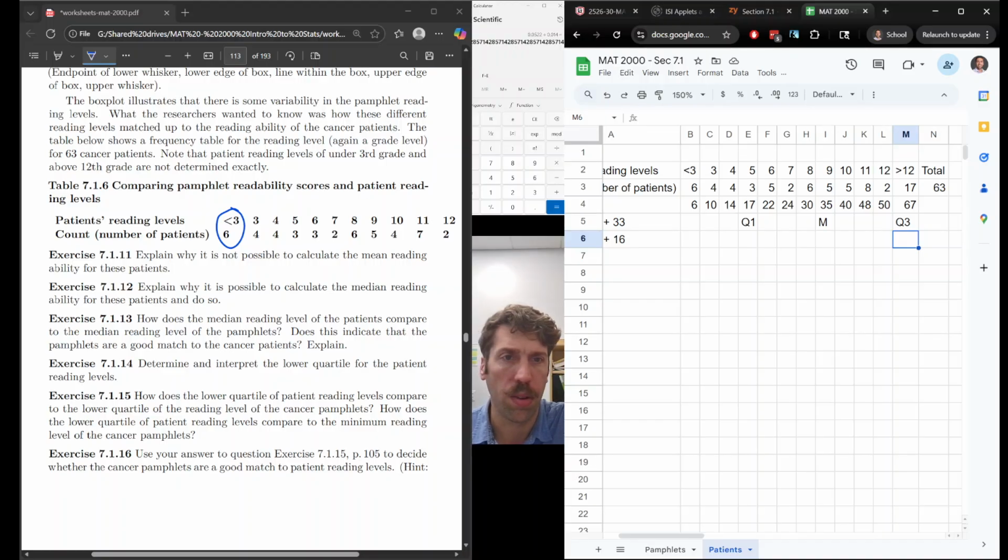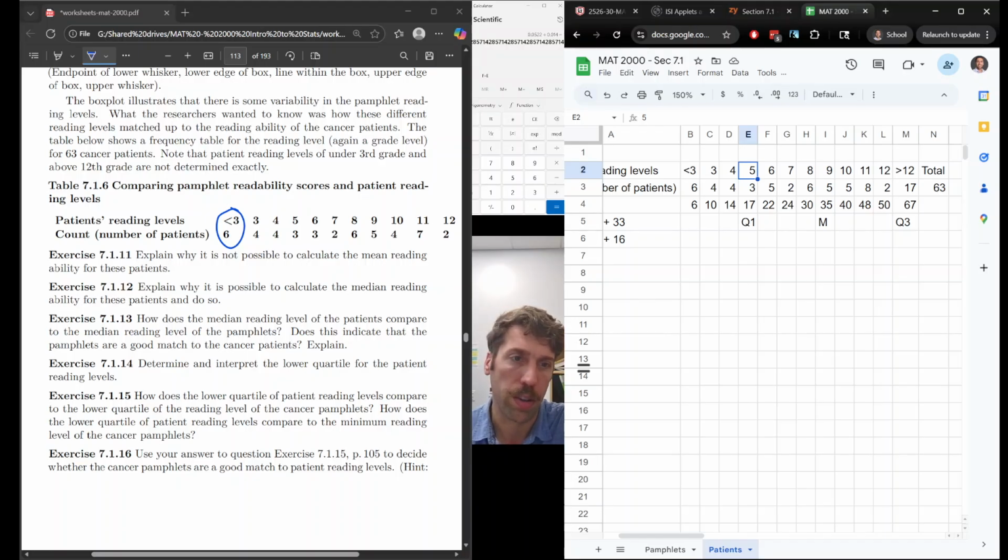So in that case, let's see. How does the median reading level compare? So do the lower quartile. I got 5th grade for me. It might be different from you. How does the lower quartile compare to the lower quartile of reading level of the pamphlets? So use a complete sentence. Compare the two numbers. How does the lower quartile of the patient reading level compare to the reading level of the cancer pamphlets? So use your answers in questions 15 and 16.